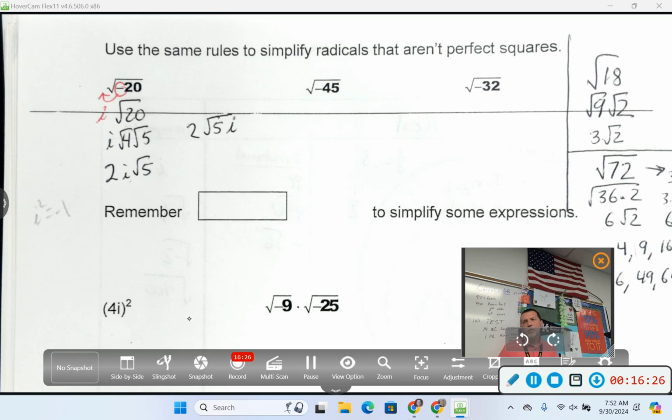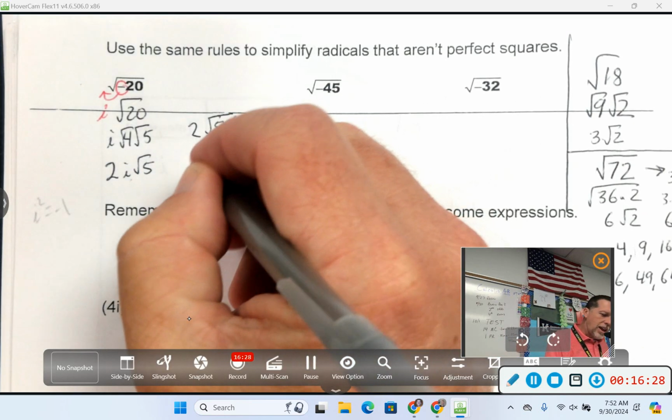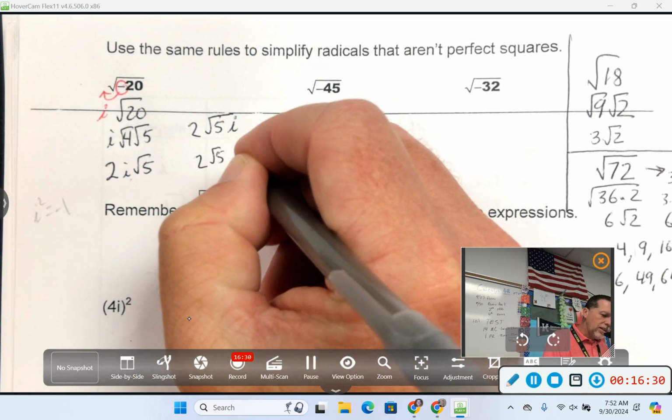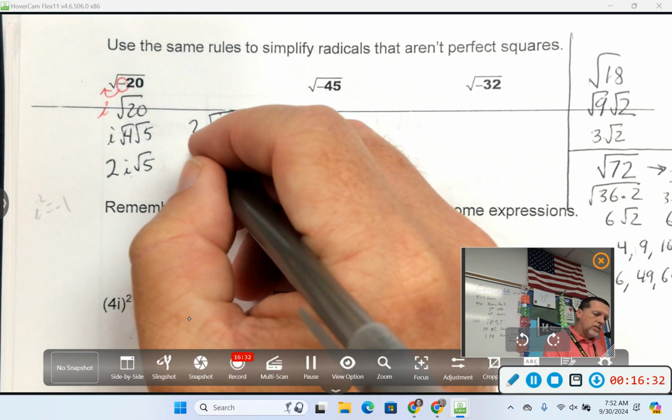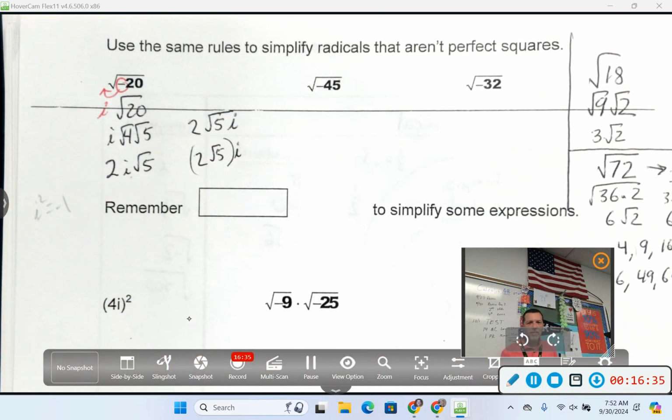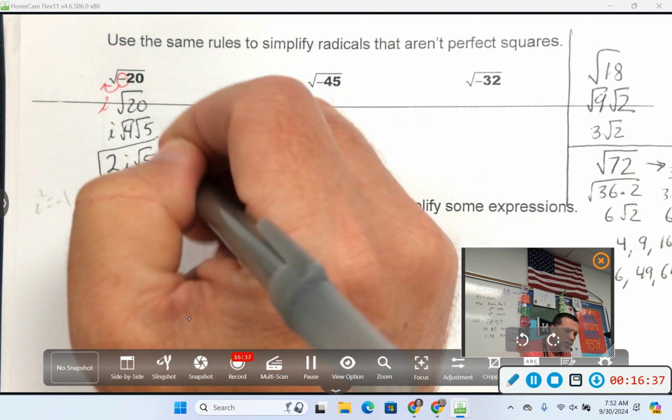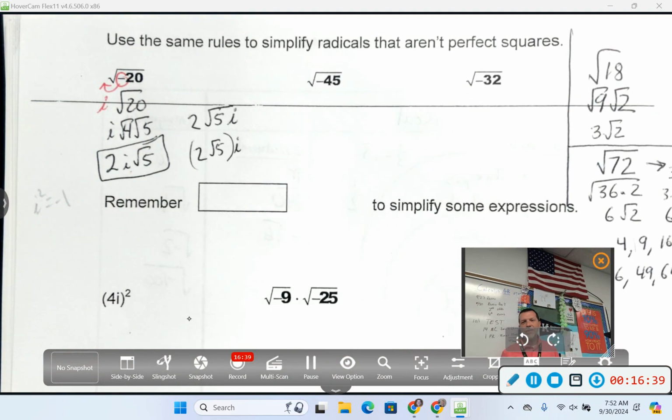There are times when you do want the i stuff separate, and if you do, then make it obvious, or put parentheses on it and then make it really obvious. But this is the better way to go. Just put it right there. That way there's no doubt on where the i is. It's not under the radical.